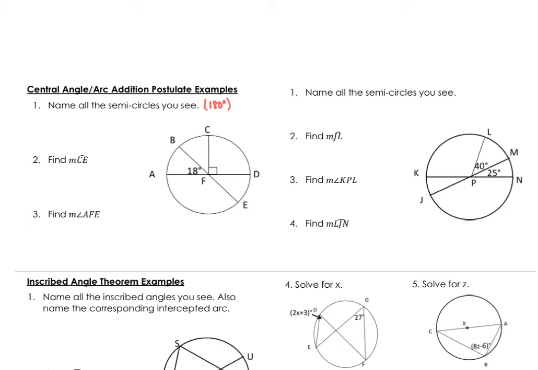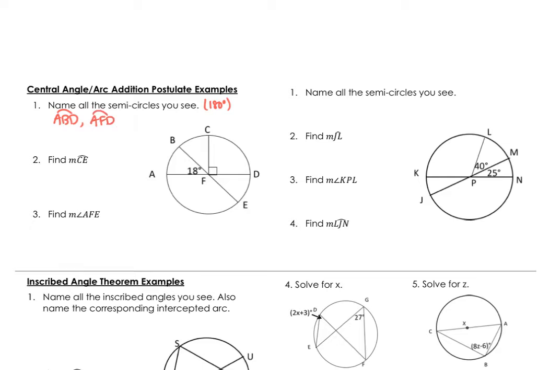So in looking at this diagram here, we want to name all the semicircles we see. To look for semicircles, look for diameters. The first diameter I see is AD, which forms two semicircles: the semicircle on top, which I'm going to call ABD, and the semicircle on the bottom, which is AFD.